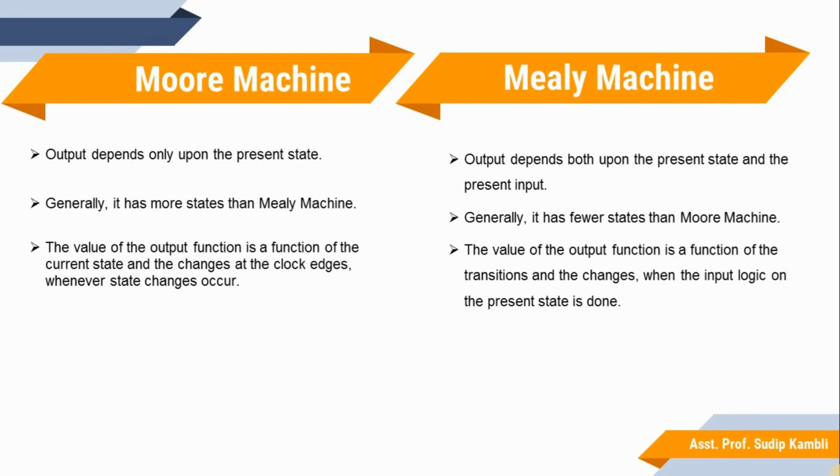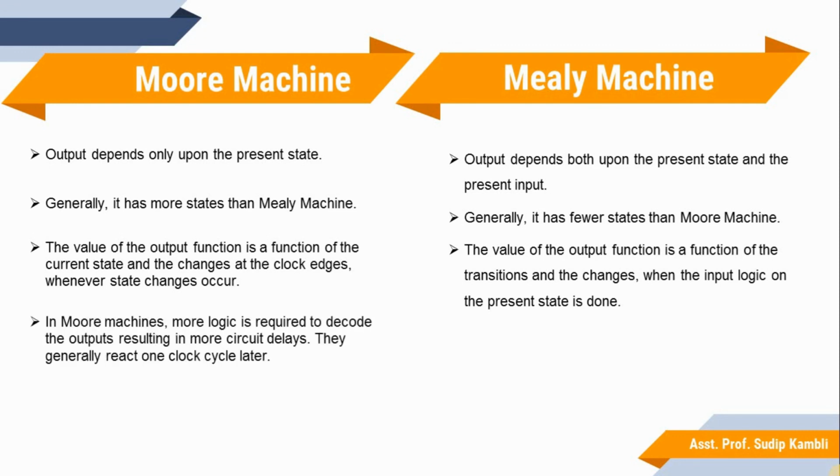The next point: in a Moore machine, more logic is required to decode the output, resulting in more circuit delays. They generally react one clock cycle later. A Mealy machine reacts faster to inputs. They generally react in the same clock cycle.